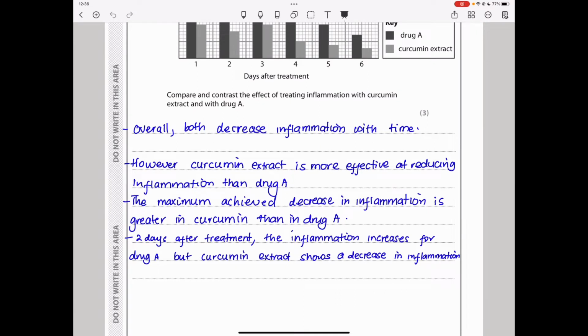And that brings me to my third point, the maximum achieved decrease. This is kind of the percentage decrease in inflammation, which is greater in curcumin than in drug A.